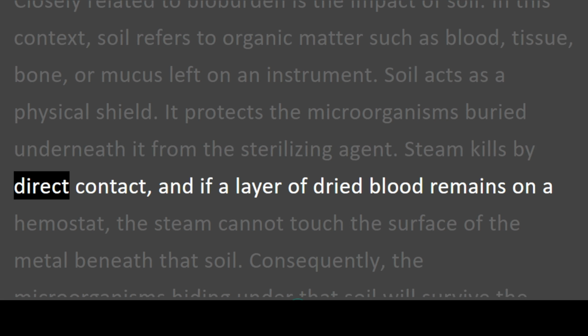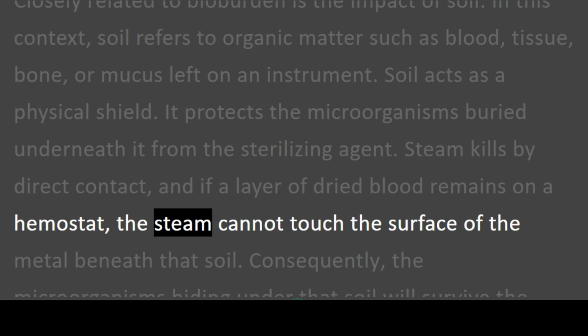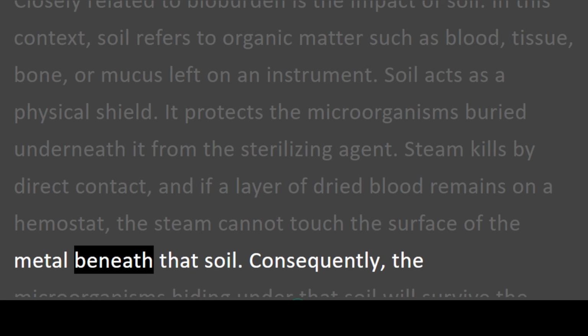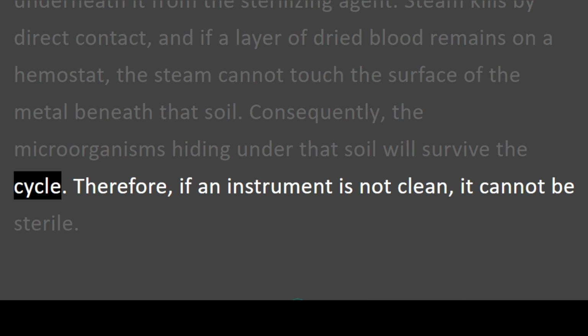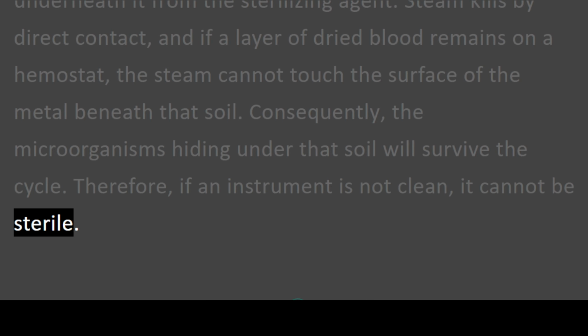Steam kills by direct contact, and if a layer of dried blood remains on a hemostat, the steam cannot touch the surface of the metal beneath that soil. Consequently, the microorganisms hiding under that soil will survive the cycle. Therefore, if an instrument is not clean, it cannot be sterile.